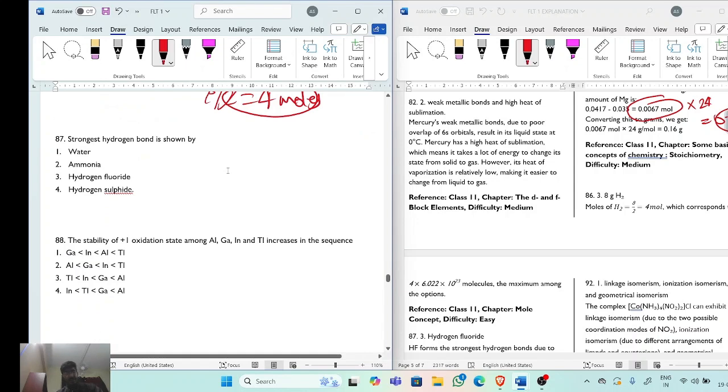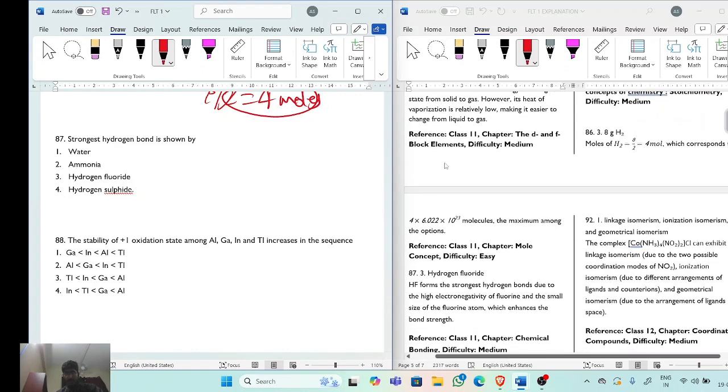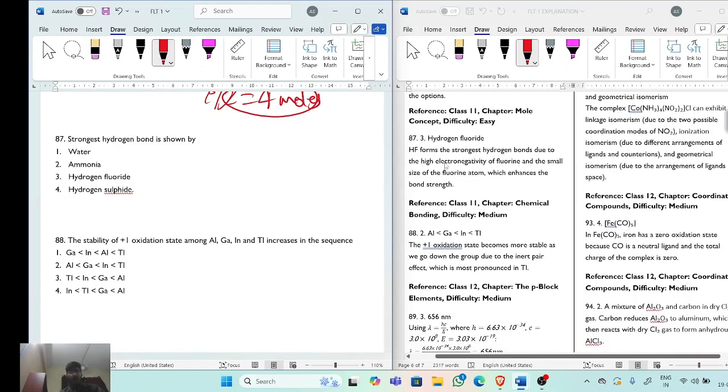Now question number 87. Strongest hydrogen bond is shown by water, ammonia, hydrogen fluoride or hydrogen sulfide. HF forms the strongest hydrogen bond due to the high electronegativity of fluorine and the small size of the fluorine atom, which enhances its bond strength. So option C is our correct answer. The strongest hydrogen bond is shown by hydrogen fluoride.